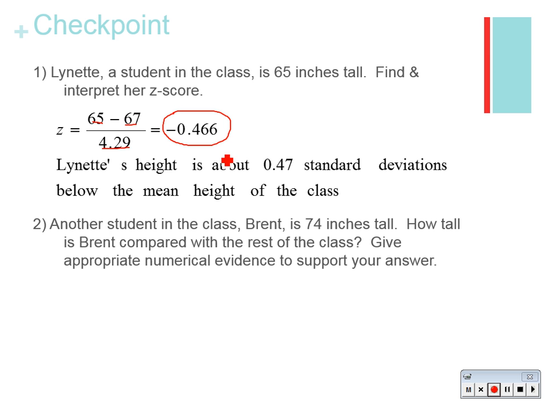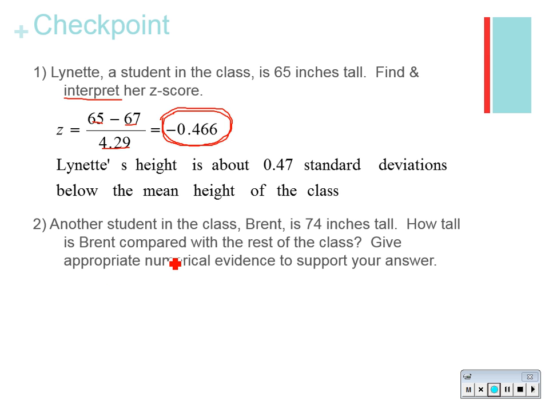So in terms of interpretation, what we would say is Lynette's height is about 0.47 standard deviations below the mean height of the class. And once again, I know that it's below the mean height, one, just from looking at the data values, but also from looking at the sign of the z-score. I get a negative z-score, which means her value is going to fall below the mean.